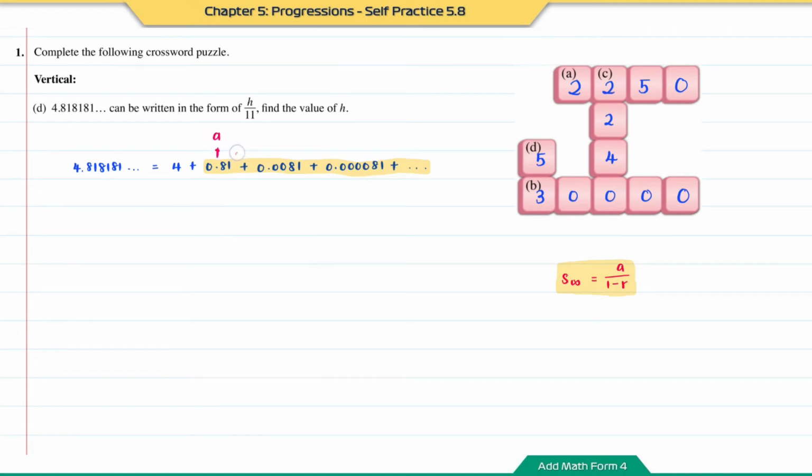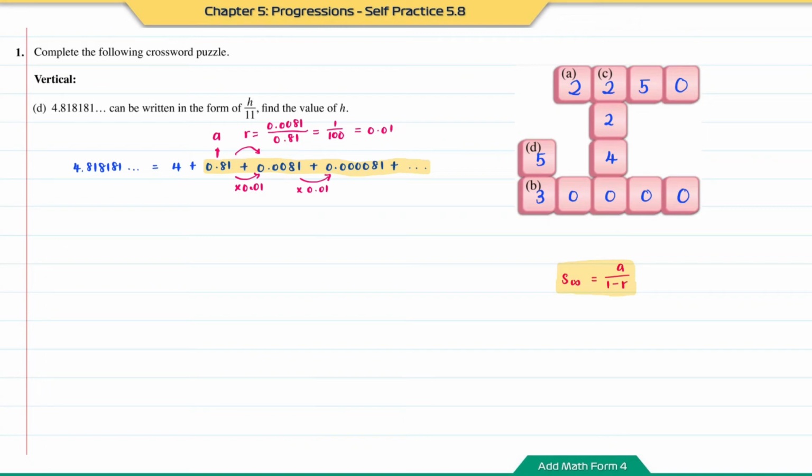And as for the r, we can find the r by using 0.0081 divided by the previous term 0.81. This is the same as 1 over 100 or 0.01. So when you multiply 0.81 with 0.01, then we're going to get the next one. So for these decimal parts here, it is not going to end, it is going to continue.